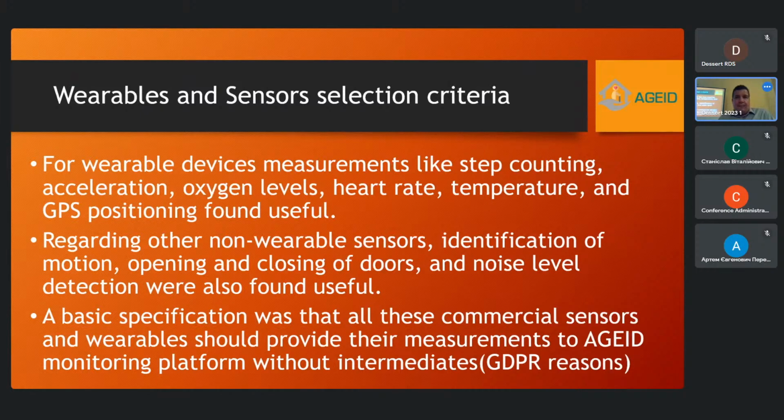But we had a limitation on which sensors to use, because a lot of the wearables that you buy for yourself in the market don't give you the data directly. They send the data to their servers, so the data get out. They're not so secure. And the GDPR problems that we face today led us to search for wearables and sensors that give the data directly to us, as the developers.